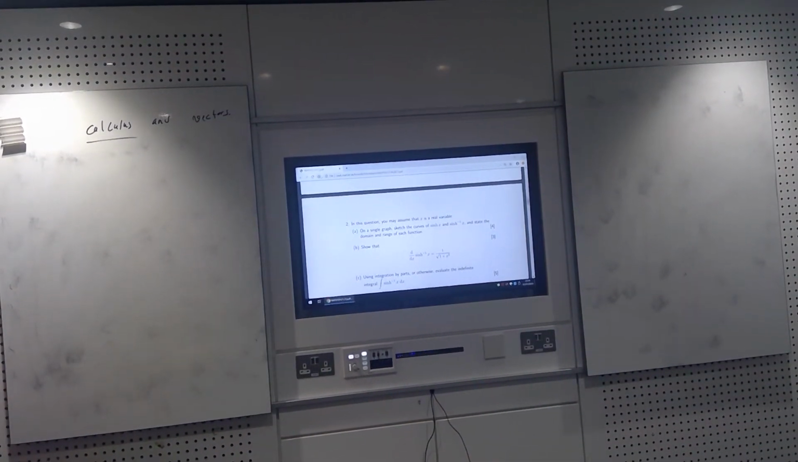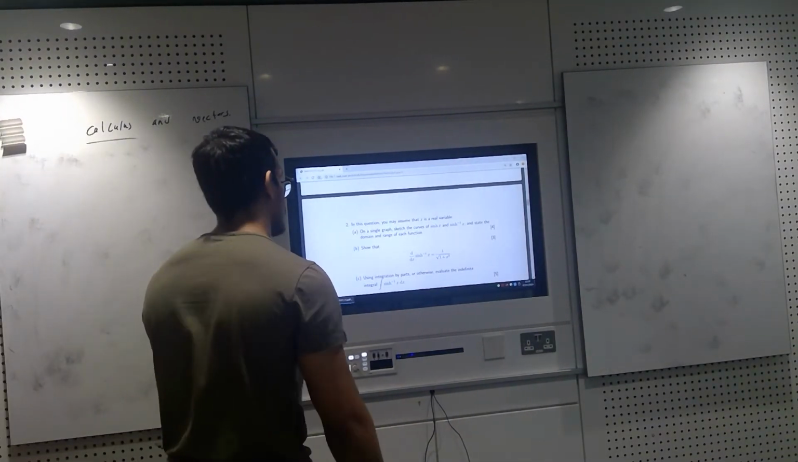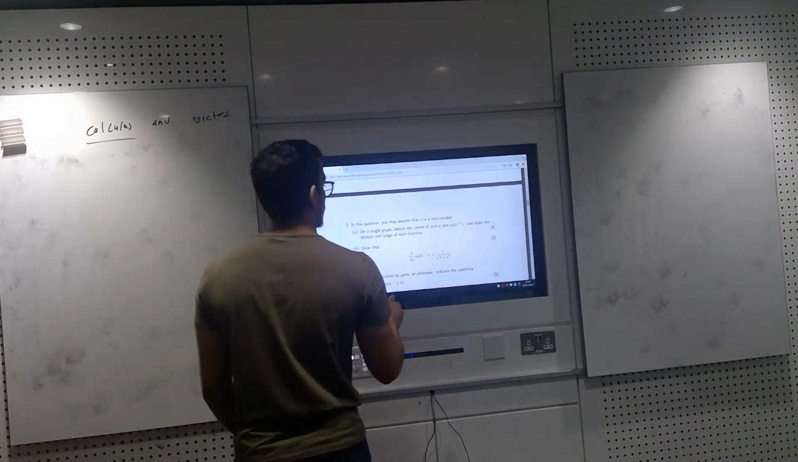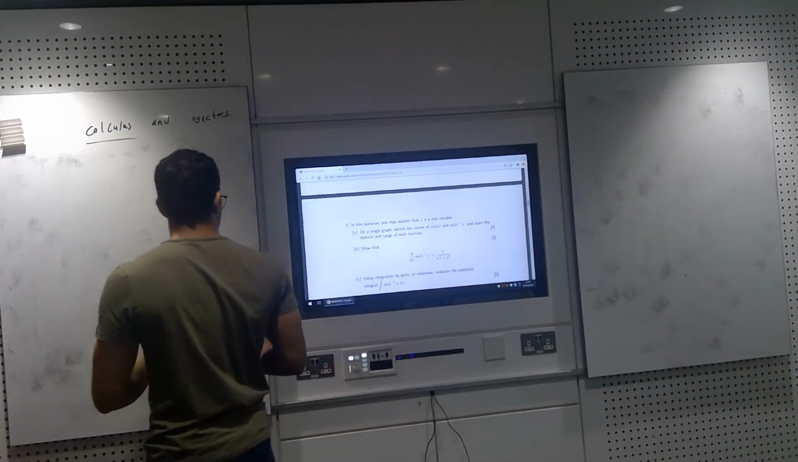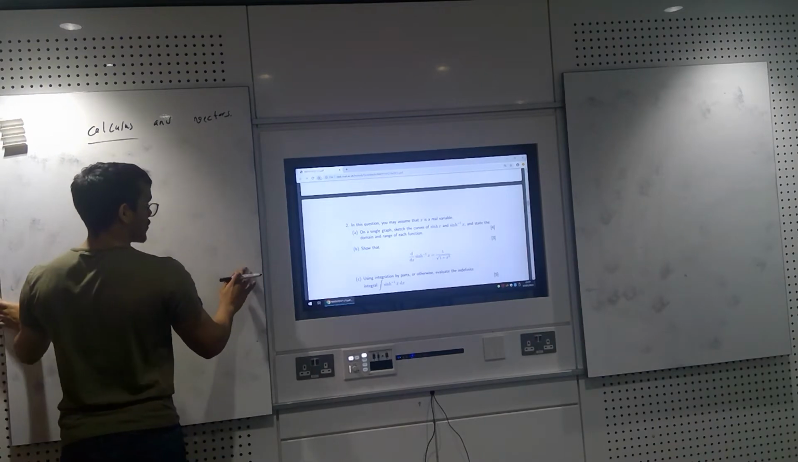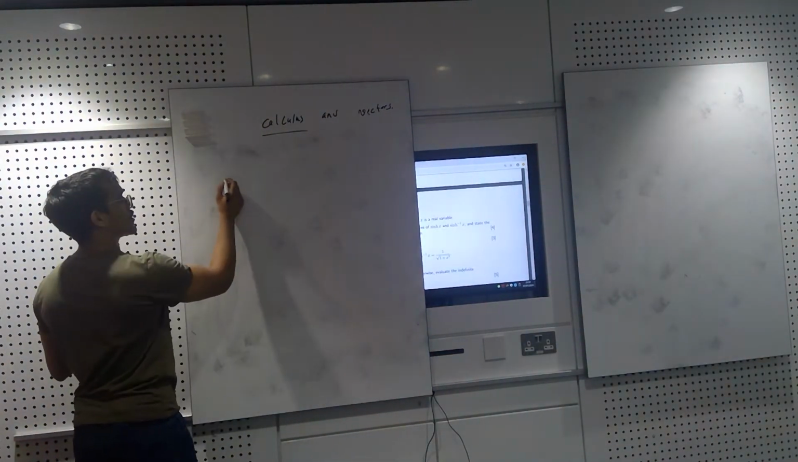So, yep, it's filming. We're back into another question, which is question 2. It tells you to sketch the sinh and the sinh inverse and say the domain and the range of each function. Okay, since we're not only solving, let's look into the sinh and the cosh.